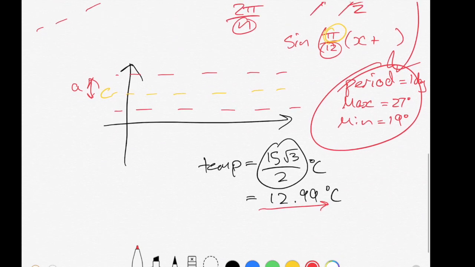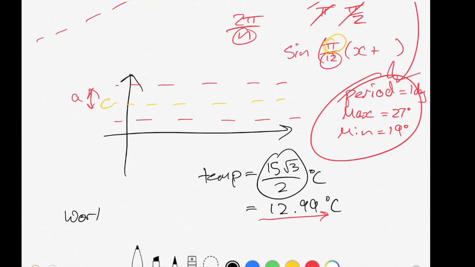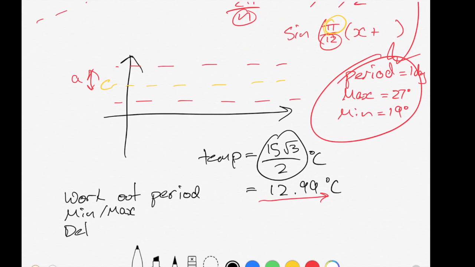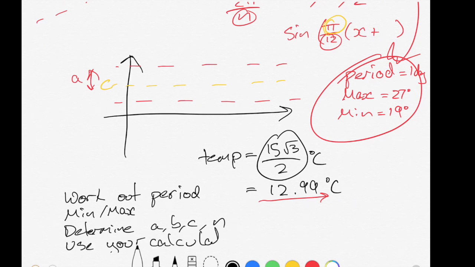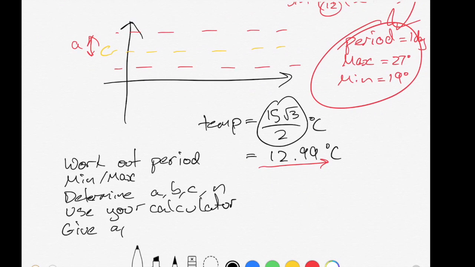So in summary, there's a few key points. The first is, let's work out the period and the minimum and the maximum, and if the question requires you to, use the period and the minimum and the maximum to determine your A, B, C, and N values. Use your calculator if you can. Make sure you give approximate answers if you can, not exact, and don't forget units.